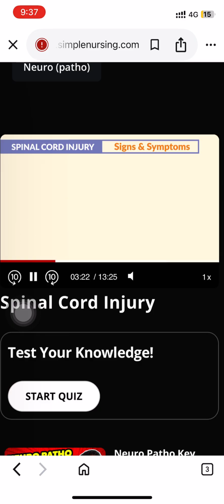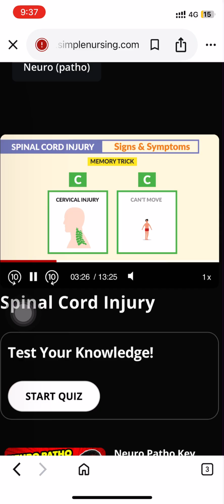So once again, to recap, the memory trick here is C for cervical injury. You just C, can't move anything. And then T for thoracic injury, just think T for 2 legs and trunk is affected, including the pelvic organs. And then lastly, the L for lumbar, just think the 2 L's. Legs and leaky bladder are key manifestations.